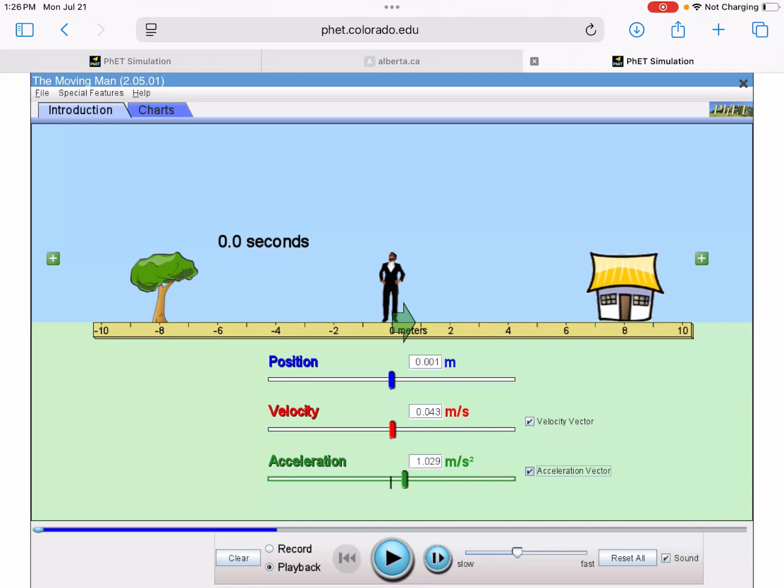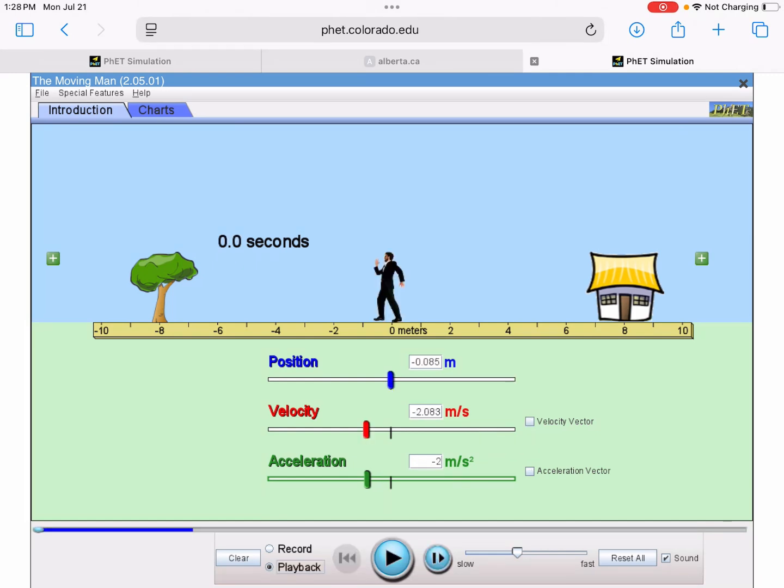Look, at first he's not moving, so that velocity vector, which should be red, no vector, he's not moving. His velocity is 0. He is accelerating though, right? And so he's got that green acceleration arrow there. Watch what happens as the simulation runs, right? That velocity vector continues to steadily grow at a rate of 1 meter per second each second.